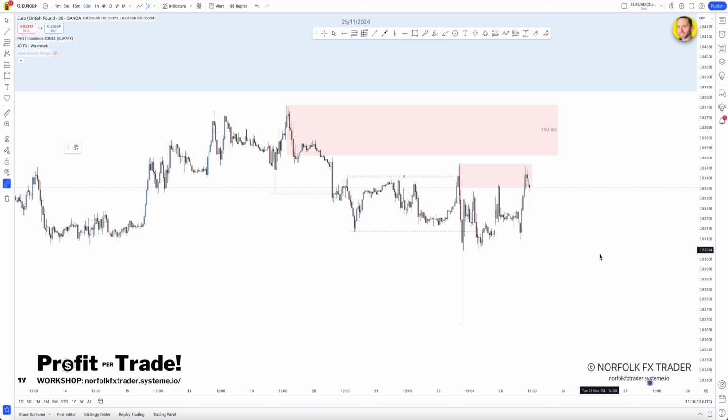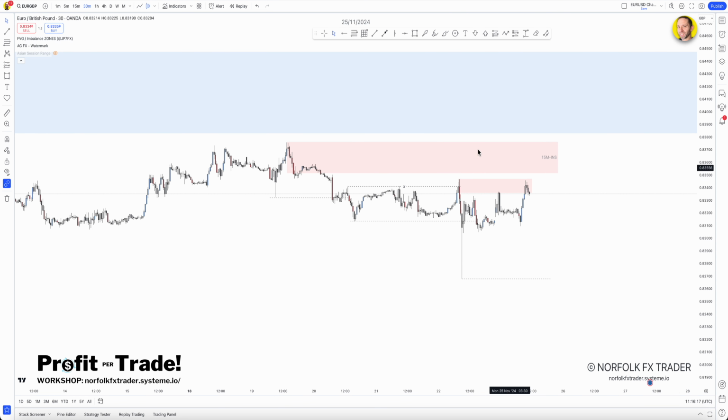Now, if we're to see a continuation out of this area, we look for price to want to run to this low here. But we still want to see price running into this area of supply at some point. So that is the Pound US dollar.